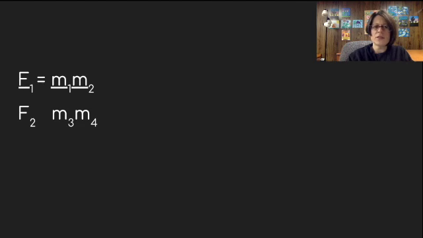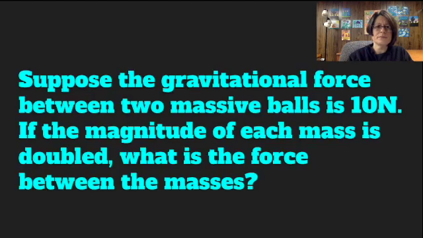This time our ratio is going to be F1 over F2 like before, but now it's the masses: the mass of the first object times the mass of the second object over the mass of the third object times the mass of the fourth object. We do not flip these this time because mass is a direct proportion, not an inverse like the distance. It has a direct relationship.